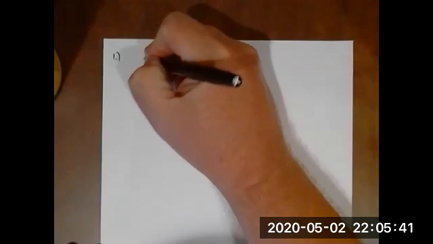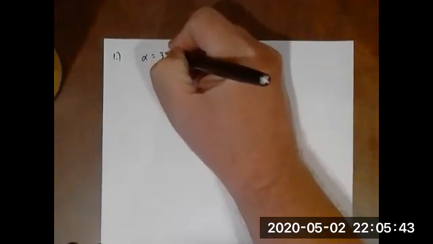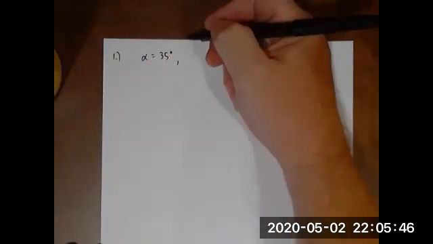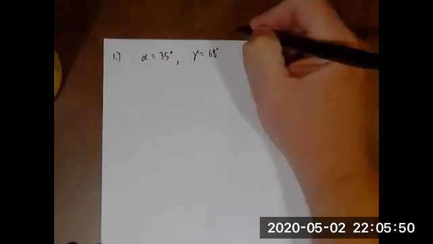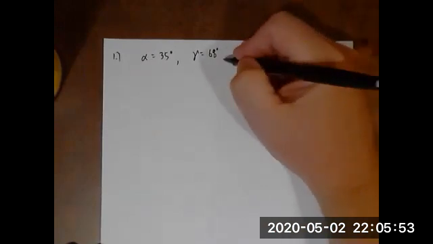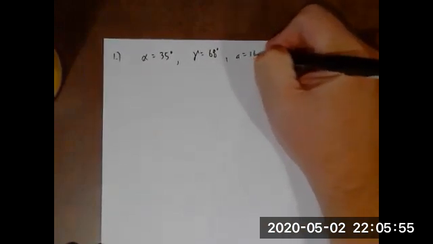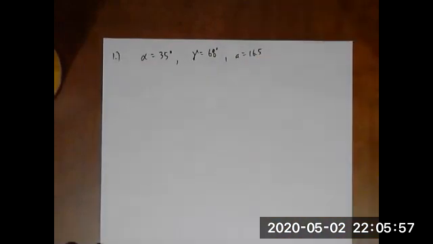is from section 8.1. So this is probably going to be a Law of Sines problem. And they say solve the triangle ABC. They say the angle alpha is 35 degrees. The angle gamma is 68 degrees. And side A is 16.5. And they say round to 1 decimal place.